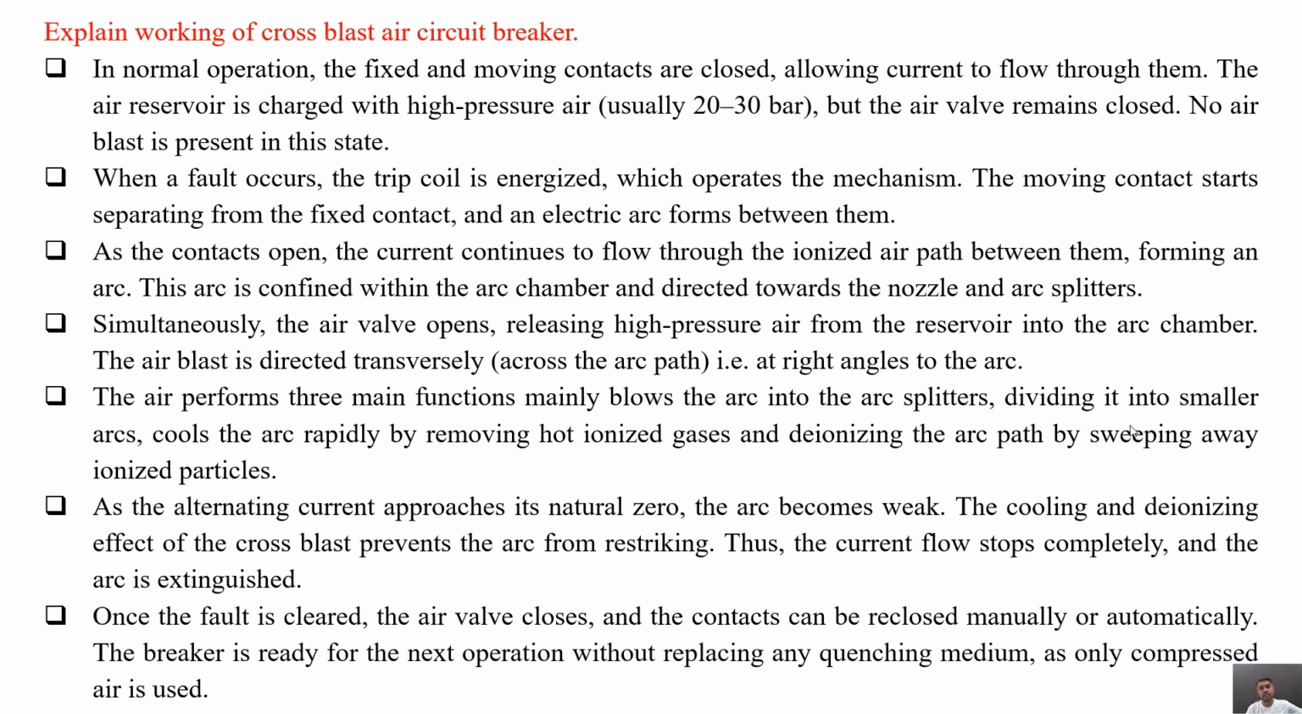But the air valve remains in closed position, so no air blast is present in the arc chamber at this time. Now when a fault occurs, the trip coil is energized, which operates the mechanism. The moving contact starts separating from the fixed contact and an electric arc strikes in between. As the contacts open, the current continues to flow through the ionized air path between them, forming an electrical arc.